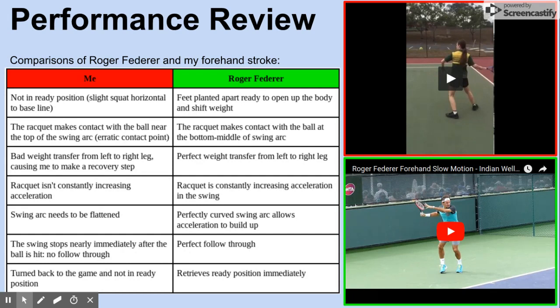In conclusion, it's obvious I'm not naturally a good tennis player, but with the same amount of time, dedication, and practice as Roger Federer, one day I could be as good as him. My forehand shot now is still lacking consistency, unlike professional Roger Federer, who naturally hits a perfect shot without thinking of the forehand subroutine. The table displays the comparisons of Roger Federer and my forehand stroke.